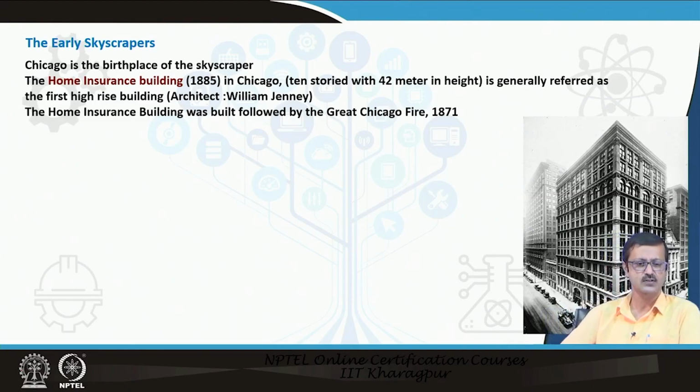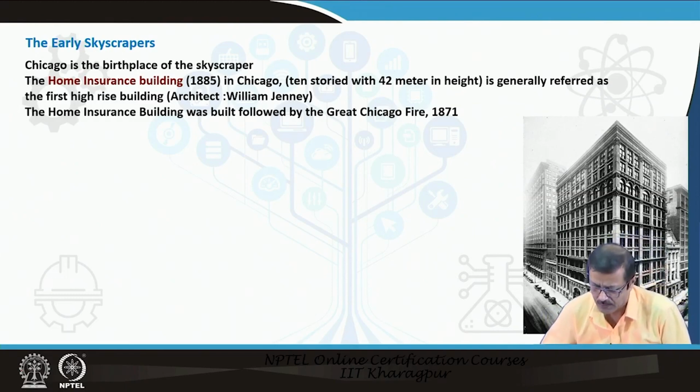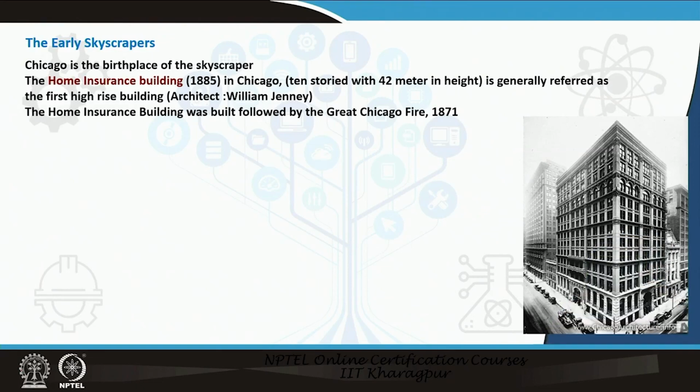That building was known as the Home Insurance Building. The photograph is here, from the Chicago Architect website. This particular building was 10-storied and 42 meters high, not much, but too much for those days. This building is no more; it was destroyed afterwards. It came up in Chicago after the 1871 Chicago fire.